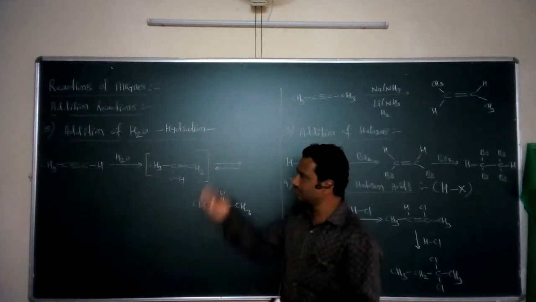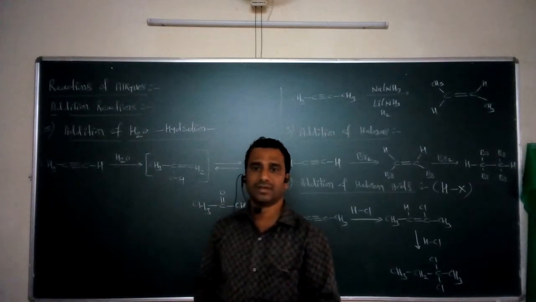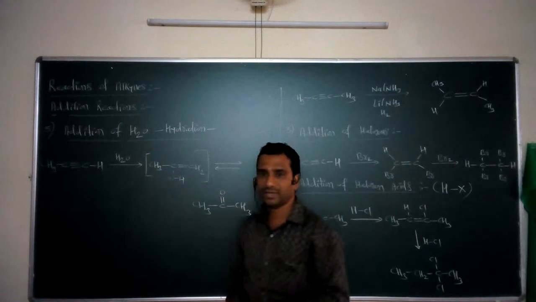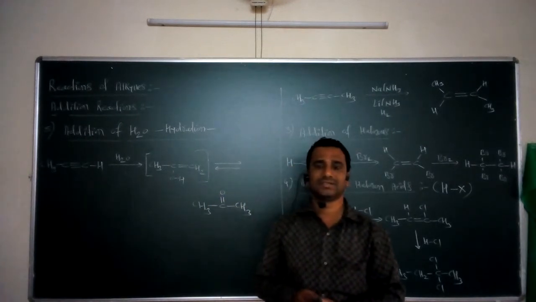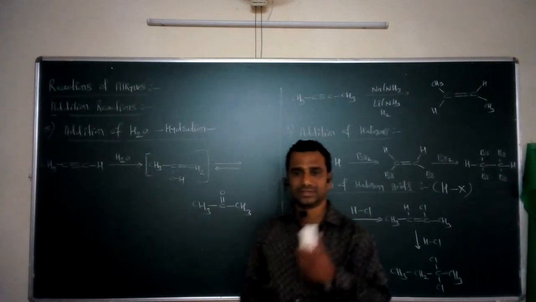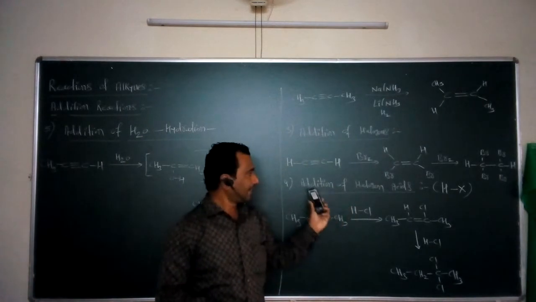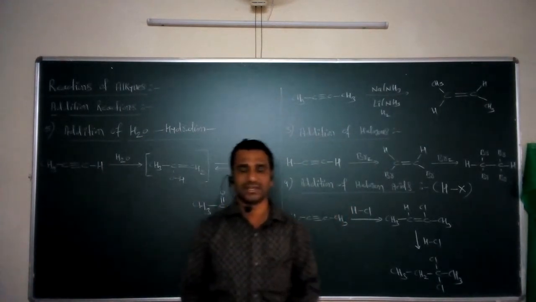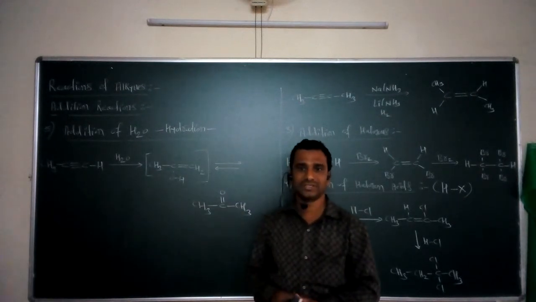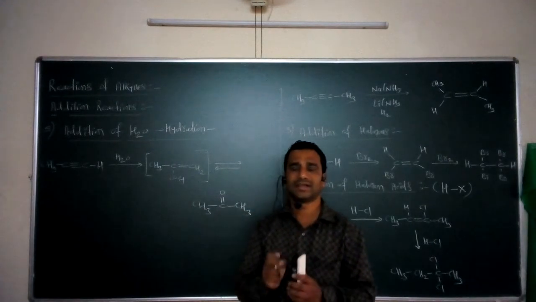So these are the five different addition reactions shown by alkynes. The first reaction we studied was the addition of H2, the second is the reduction of alkynes, the third important reaction is the addition of halogens, the fourth is the addition of halogen acids, and the last reaction we just completed is the addition of a water molecule. So these are the important addition type reactions shown by alkynes.